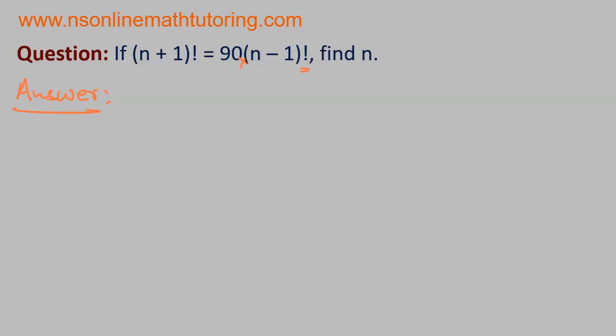So, again, we will use the same technique. Between n plus 1 and n minus 1, which one is the bigger number? Obviously, n plus 1. So, we will be expressing n plus 1 factorial in terms of n minus 1 factorial. Okay. So, we write n plus 1 times n minus 1 factorial is equal to 90 times n minus 1 factorial. Okay. And if we divide the entire equation by n minus 1 factorial, these two will be getting cancelled. So now we are having a simple quadratic equation.